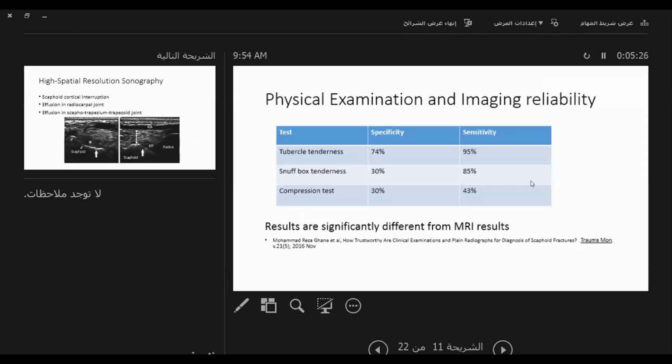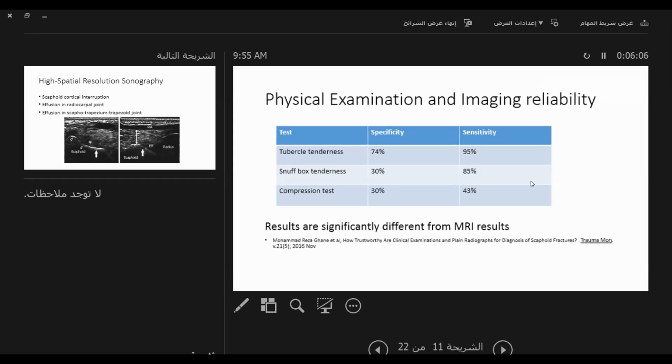In the study, they looked at two things: physical signs, specificity and sensitivity, combined with the X-ray. They found that scaphoid tubercle tenderness is specific in about 75% of cases and sensitive in 95%. Snuff box tenderness is the weakest sign. It is 30% specific and 85% sensitive. Compression test or axial loading, which means that you press the thumb longitudinally, an axial load in the thumb, is 30% specific and 43% sensitive.